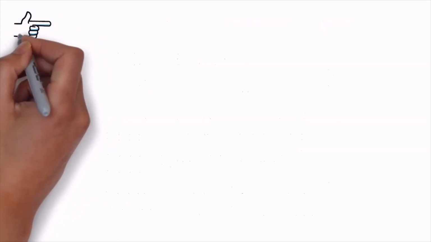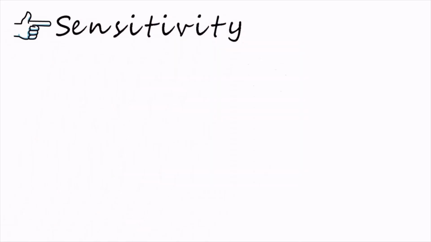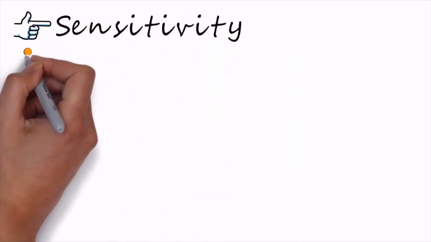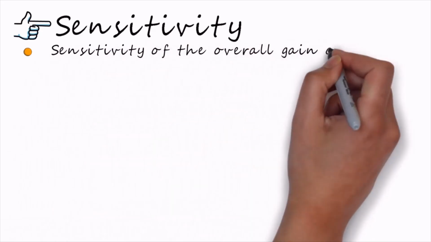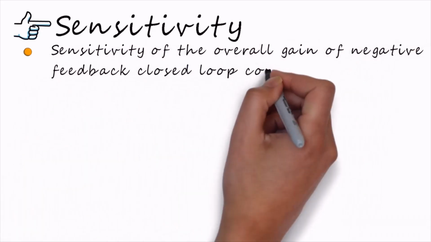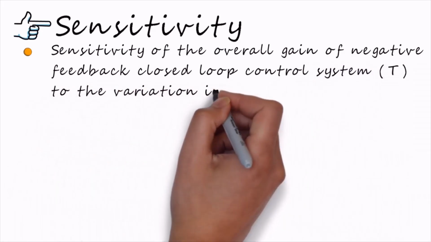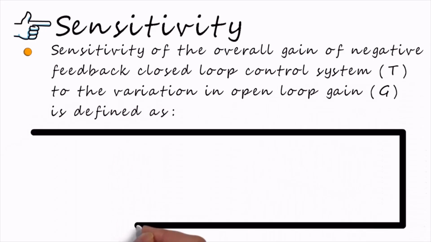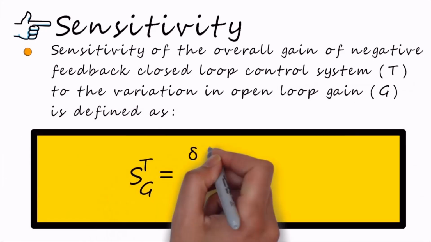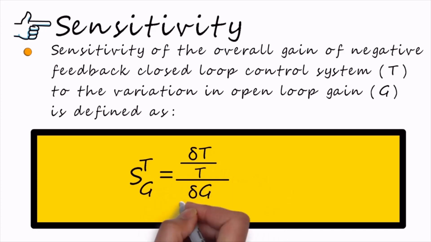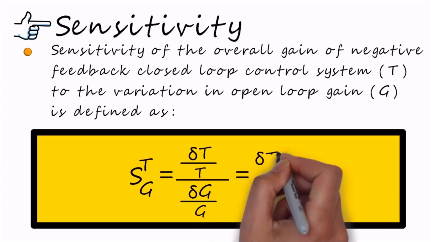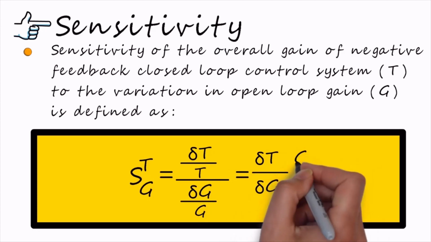Now, let's turn to the effect of feedback on sensitivity. But first, let's see what this sensitivity is. The sensitivity of the overall gain T of the negative feedback closed loop control system to the variation in open loop gain G is defined as follows. That is, ∂T upon T by ∂G by G, where ∂T is the incremental change in T due to incremental change in G. We can rewrite this equation as ∂T by ∂G into G by T.